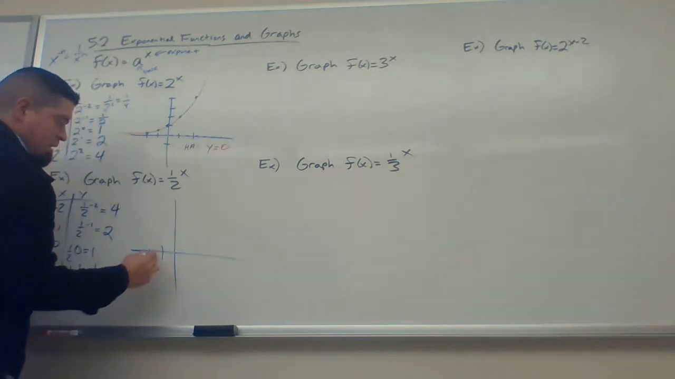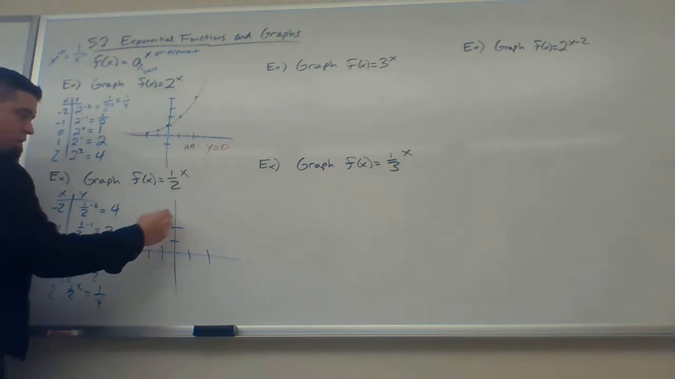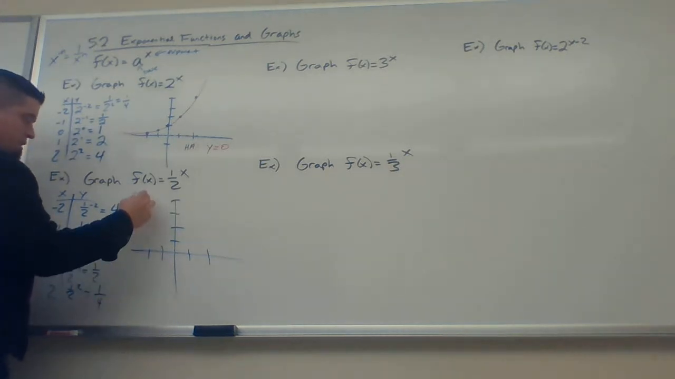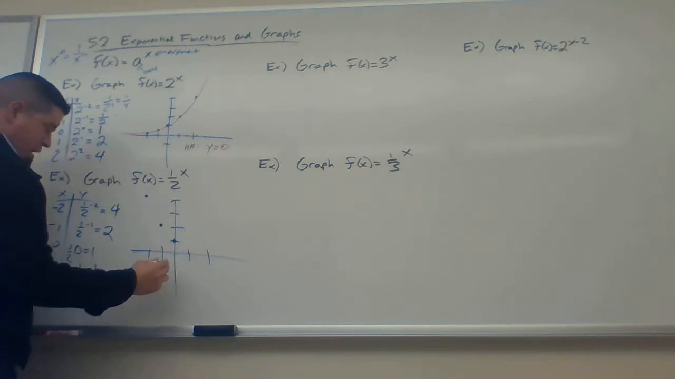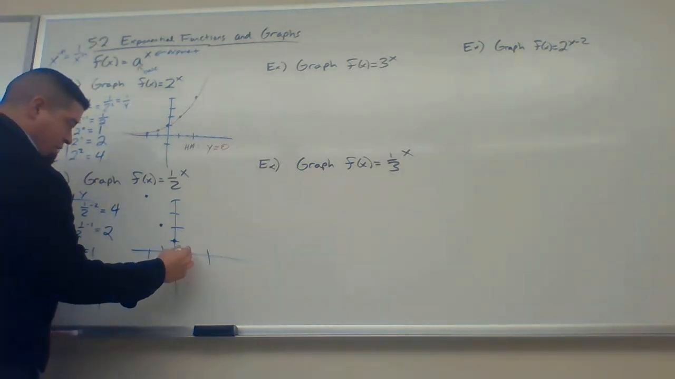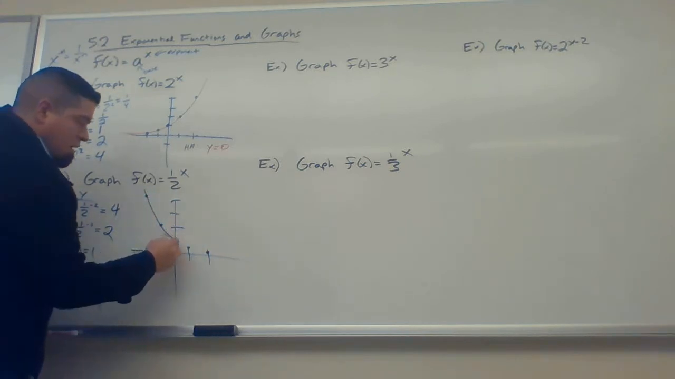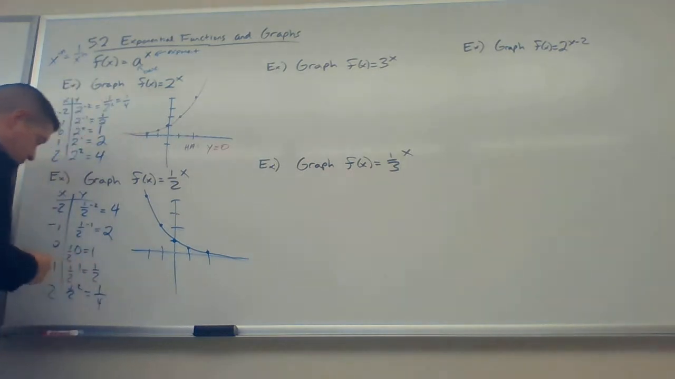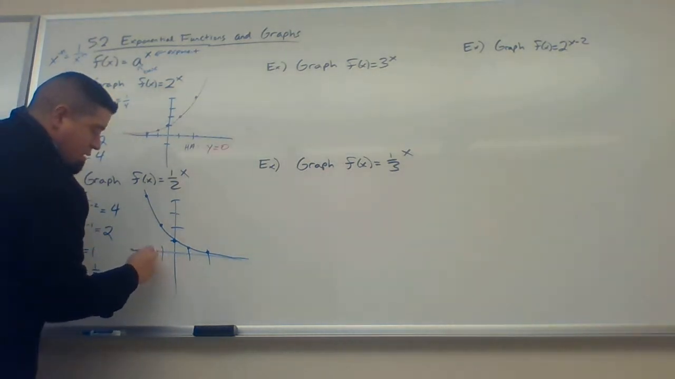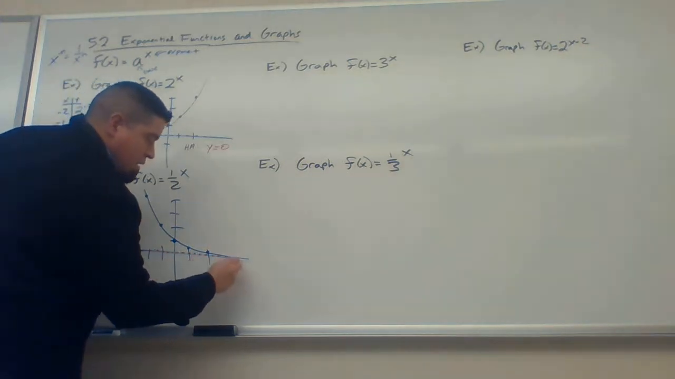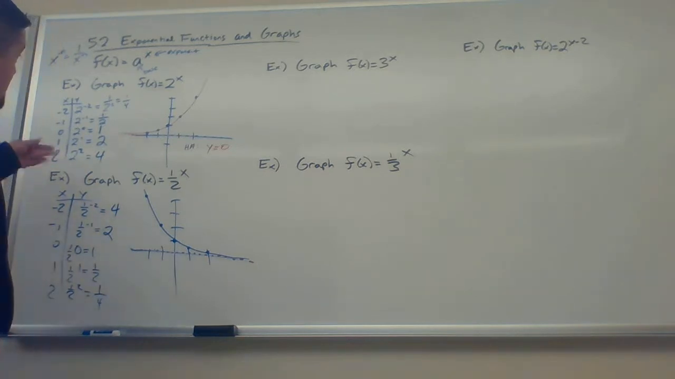Let's graph this and see what it looks like. Negative 2, 4. This time it starts up here. Negative 1, 2 goes down. 0, 1, and 1, 1/2, and finally 2, 1/4. So you get this kind of graph going down. And again, there's this horizontal asymptote at y equals 0. So those are those two graphs.